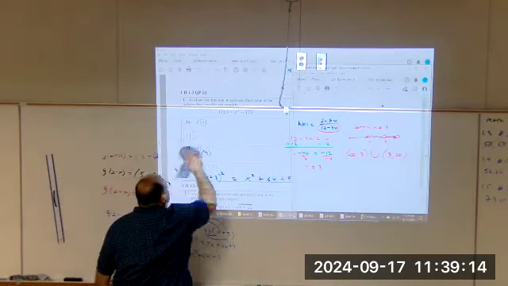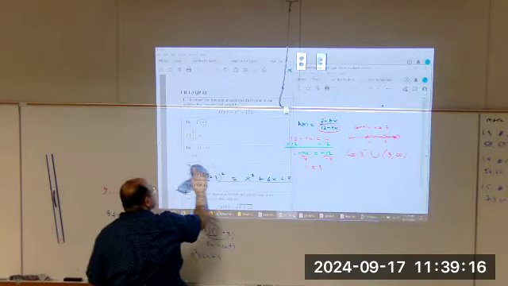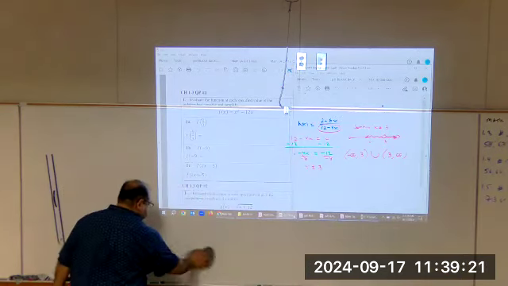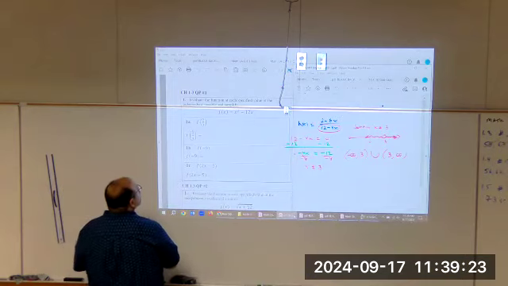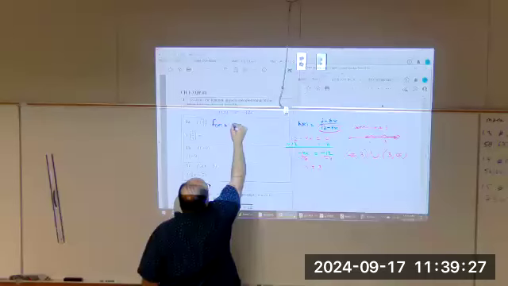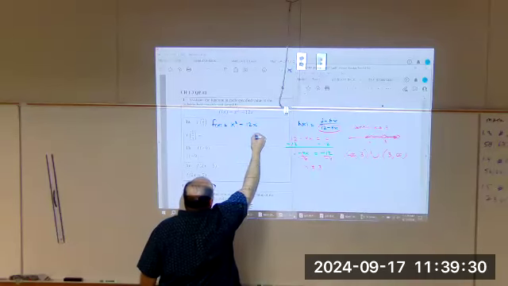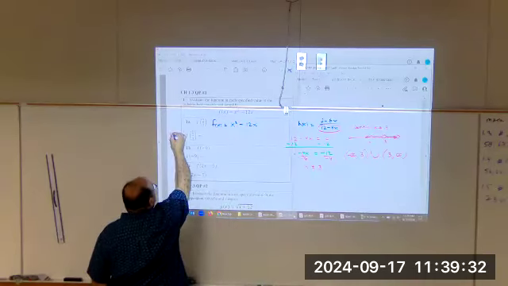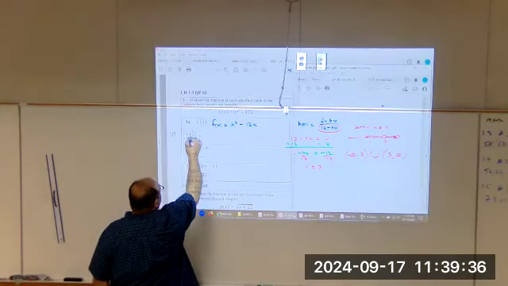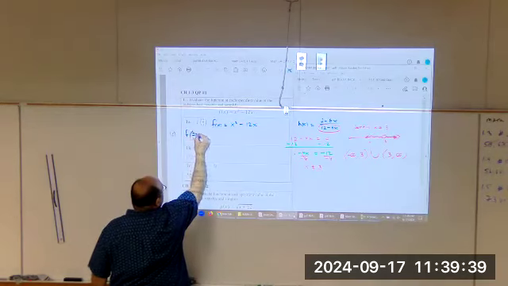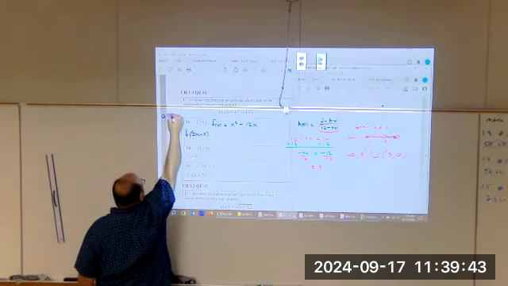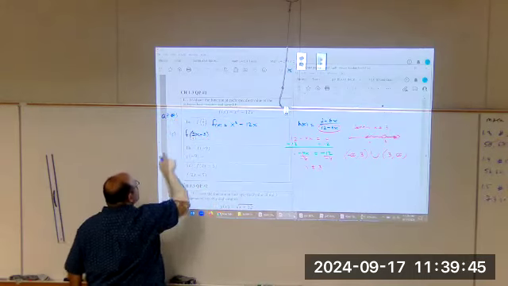On the first quiz prep, the function was x squared minus 4x. F of x was equal to x squared minus 12x. And on part C, we were going to plug in 2x minus 5. F of 2x minus 5. Quiz prep, problem number one.